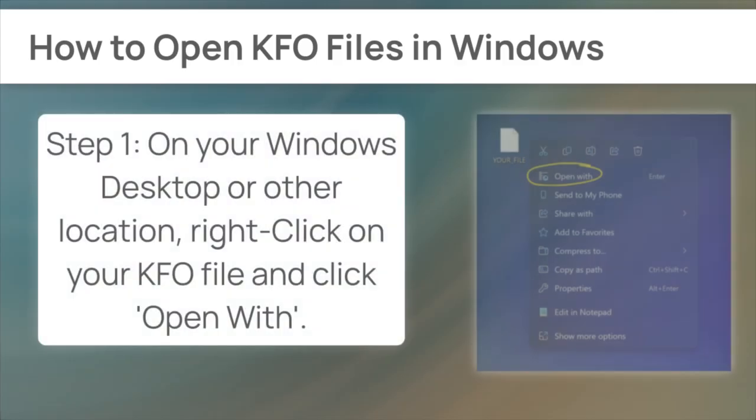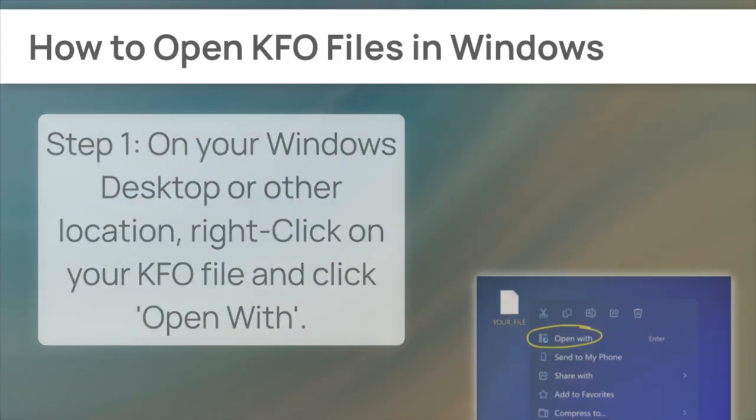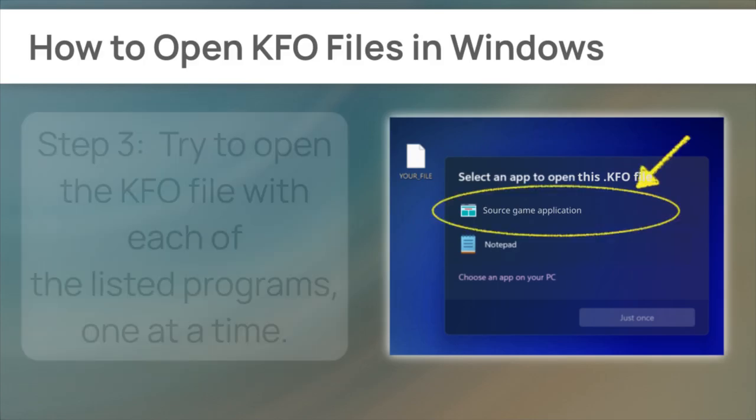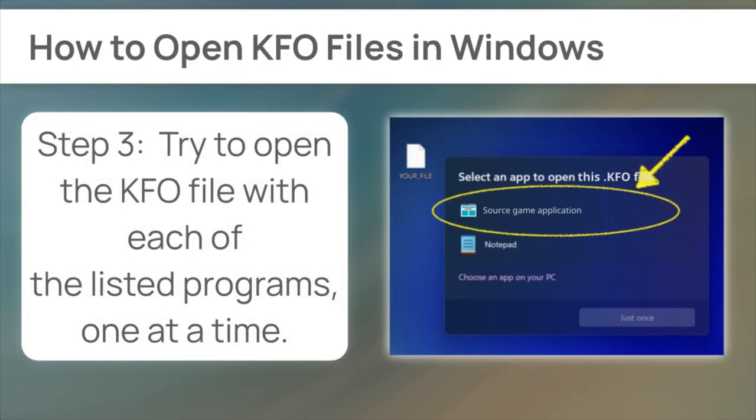Initiate the process by right-clicking the KFO file and choosing Open With. Use Source Game Application as your first choice if available. If it's missing, move down the list. Finding the right reader might take 2 or 3 attempts.